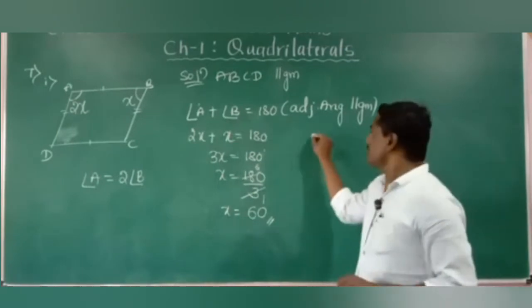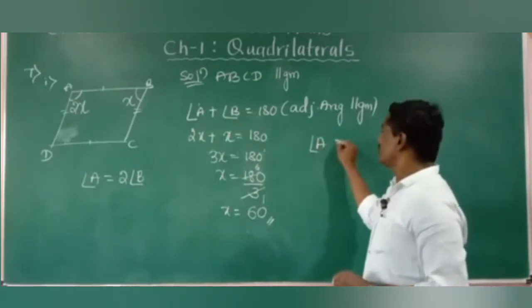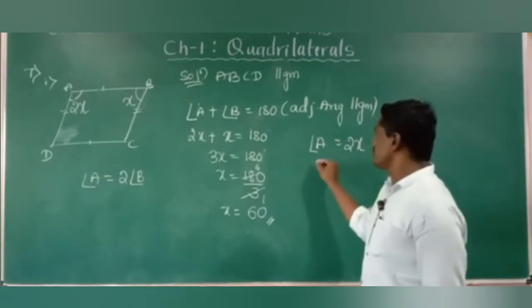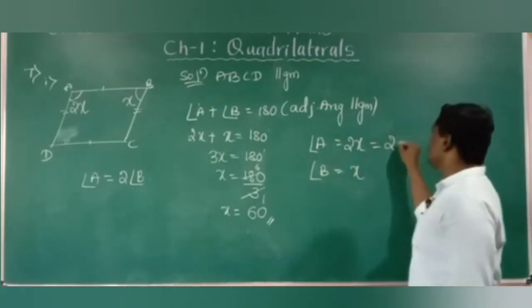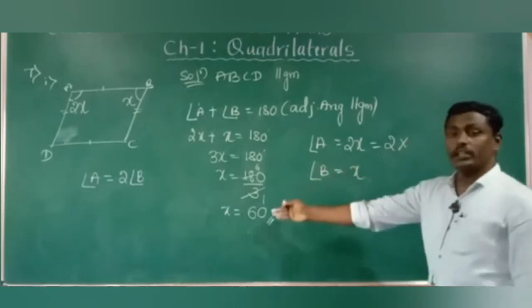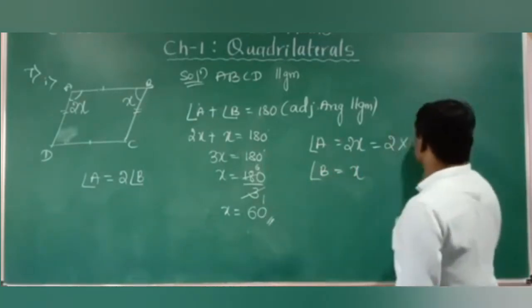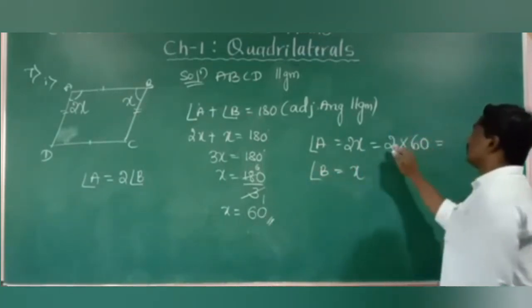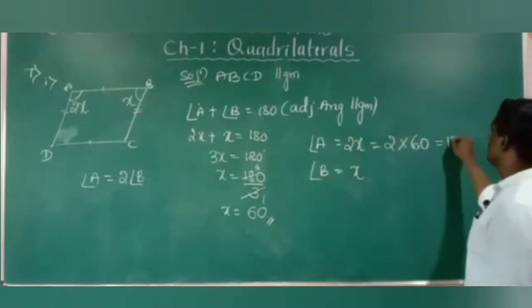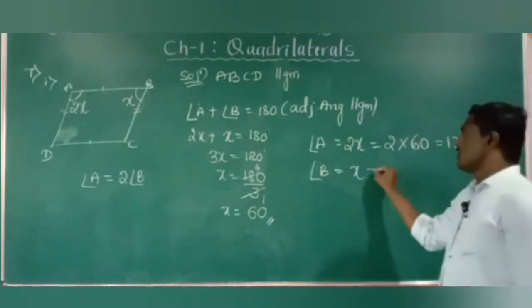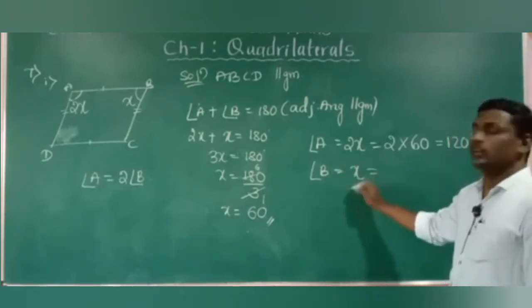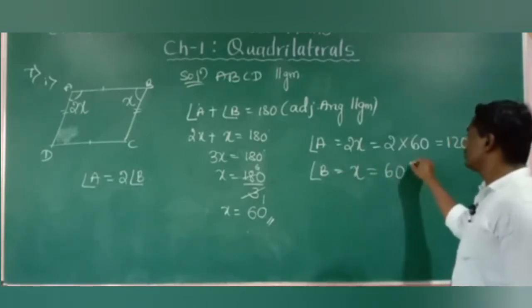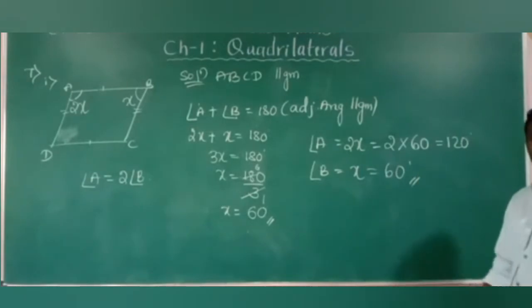Angle A is equal to 2 times x and angle B is equal to x. So 2 times x means you are already getting the x value, that is 60 degrees. So 2 sixes are 120, and angle B is nothing but x. So the x value is 60 degrees.